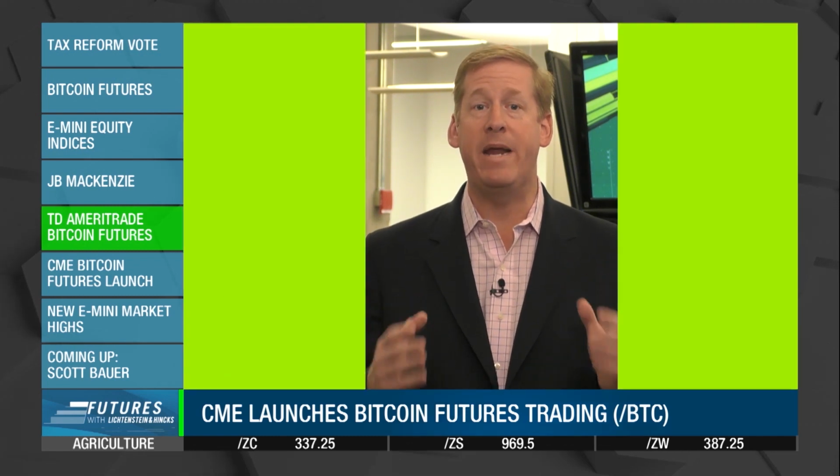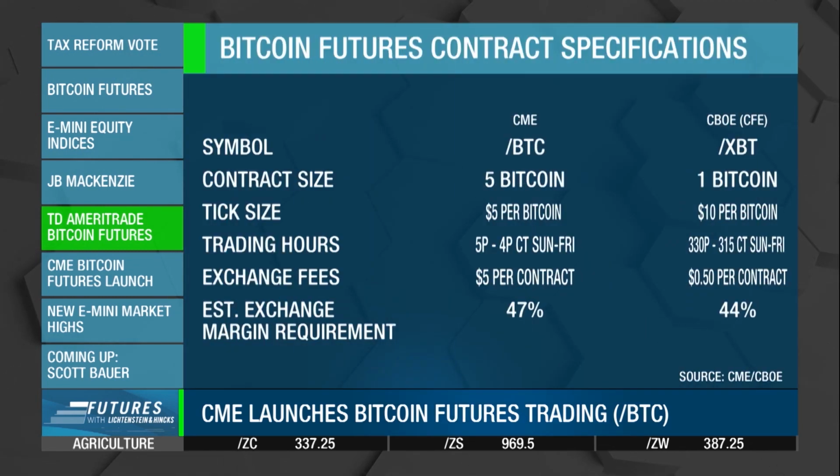But there are a couple of key differences between the products that are important that you take the time for, right? So the very first thing I always like to emphasize is that the CME's product is 5 Bitcoins versus the CBOE's, which is 1 Bitcoin. So that's a big difference when you think about it. That 5 Bitcoin to 1 is the first thing to think about.